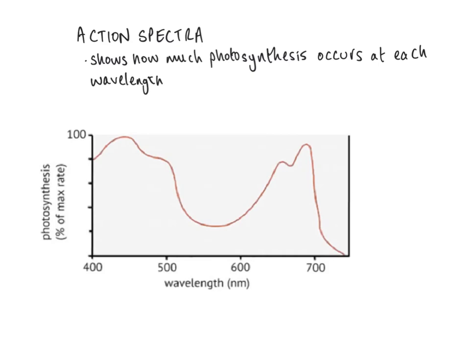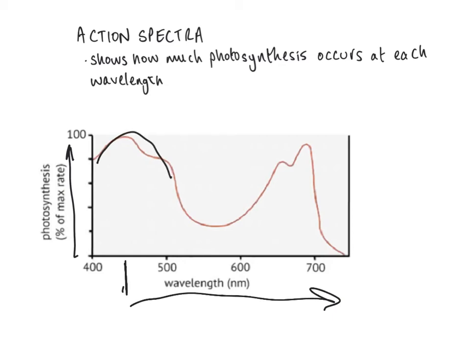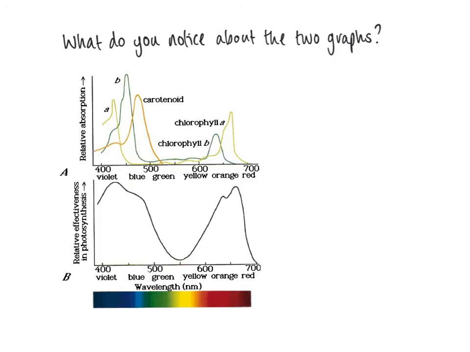Attached to this is something called the action spectra, and that is again looking at the wavelength on the x-axis. It then looks at the rate of photosynthesis on the y-axis, and you can see that you've got a peak here which correlates to the purples, and you've got a peak here which correlates to the reds.